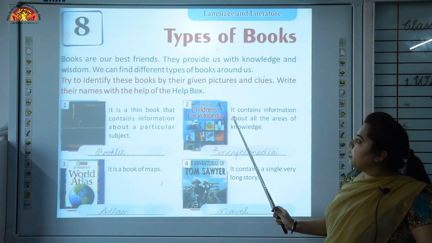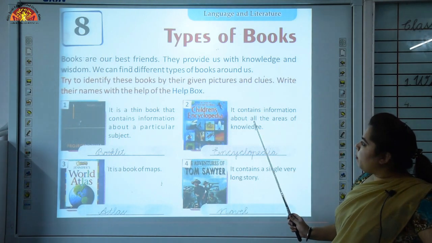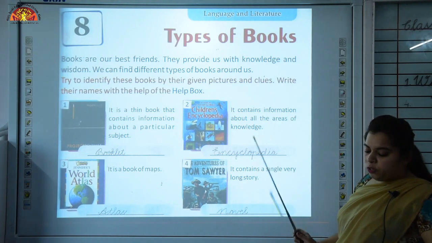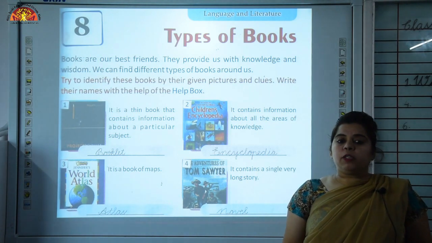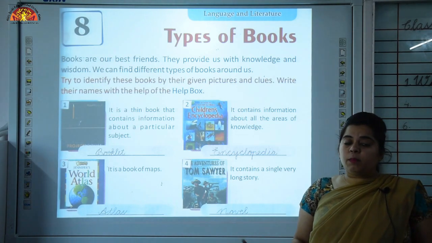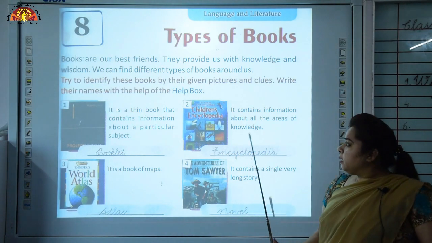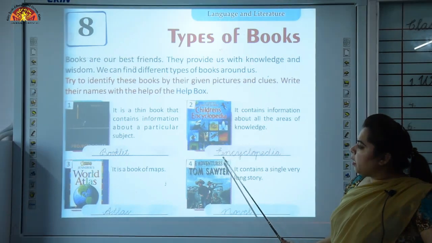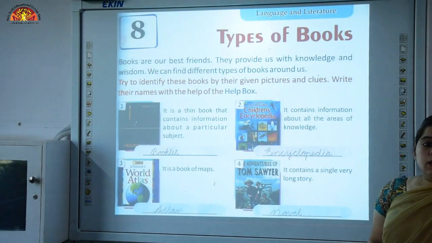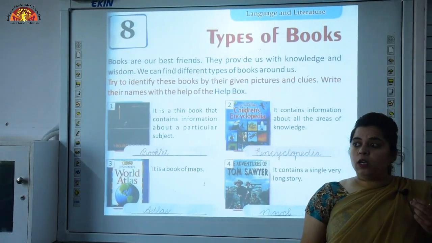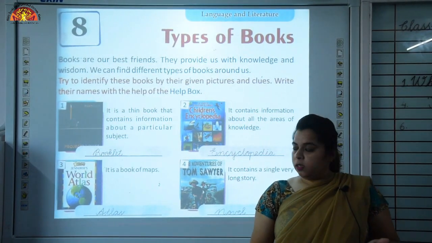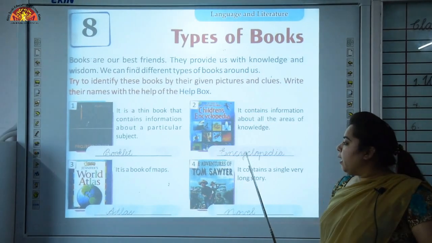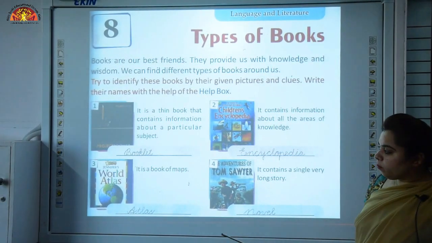Number 2. It contains information about all the areas of knowledge. Okay children, it's a type of a book which contains information about all the areas around the world. That book is known as encyclopedia. Knowledge about space, knowledge about things all over the world. So the name of the book is encyclopedia.